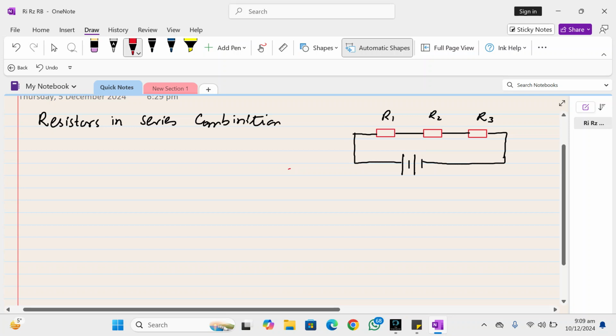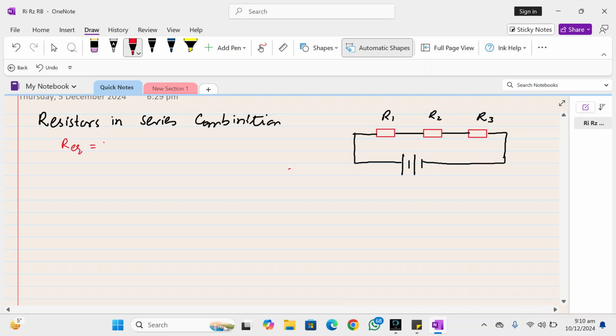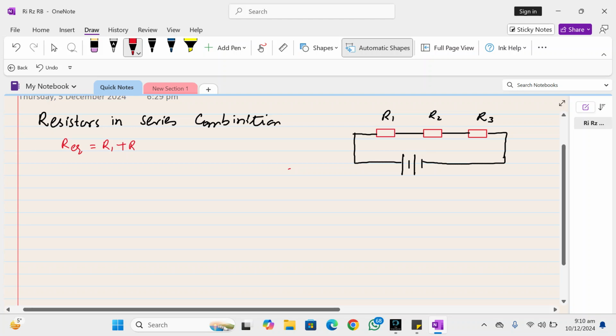Today we are going to derive the relation of all the resistors in series. So, what is today's derivation? R equivalent is equal to R1 plus R2 plus R3. We have to prove this.